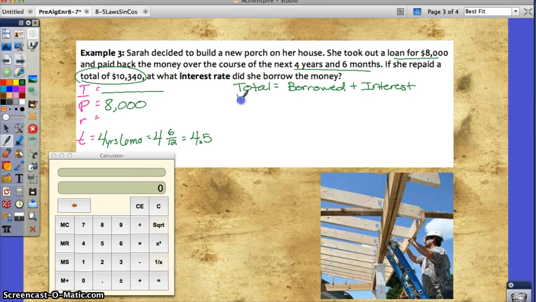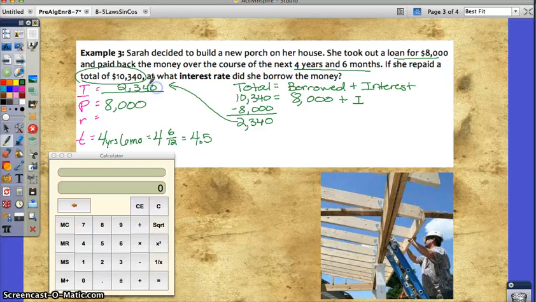We know the total is $10,340, and we know that she borrowed $8,000. So how would you find what the interest is? You've got to find the difference there, right? So let's subtract the $8,000, because the $10,340 is not the amount she paid back in interest. That's the total amount. That is the principal and the interest. We need to know just the interest to put into the interest formula to solve this. So we do that subtraction, and we get $2,340. That's going to go in for your interest over here. If you didn't catch that, fix that up on your notes right now.